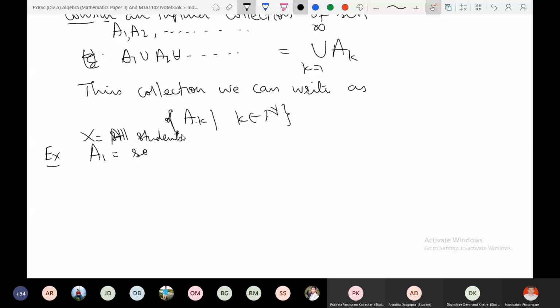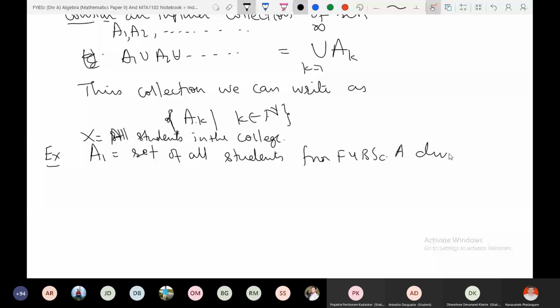In the college, right? All the students. What is A1? A1 is a set of all students from FYBSC A division. Right. So what is my set A2? The set of all students from FYBSC B division. Right. A3 is a set of all students from FYBSC C division.